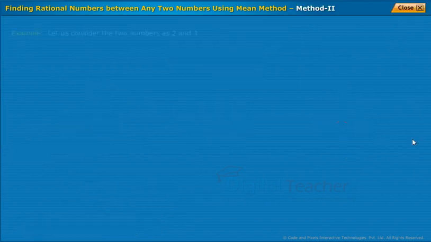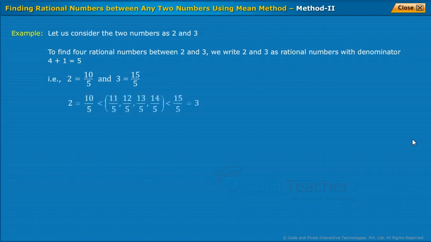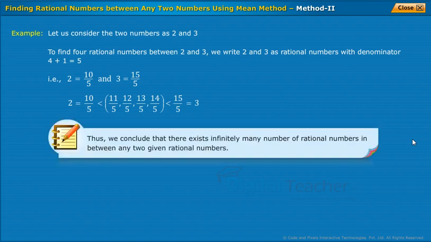Method 2. Let us consider the same numbers used in method 1. Here, to find 4 rational numbers between 2 and 3, we write 2 and 3 taking denominator as 4 plus 1 is equal to 5. That is, 2 equal to 10 by 5 and 3 equal to 15 by 5, which is further expressed as shown on screen. Note: thus, we conclude that there exist infinitely many rational numbers in between any two given rational numbers.